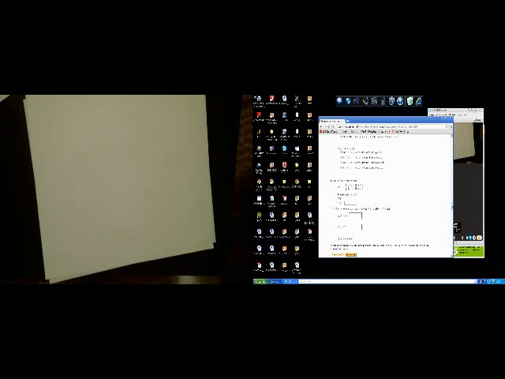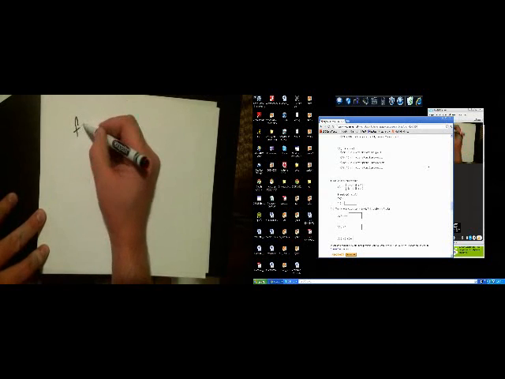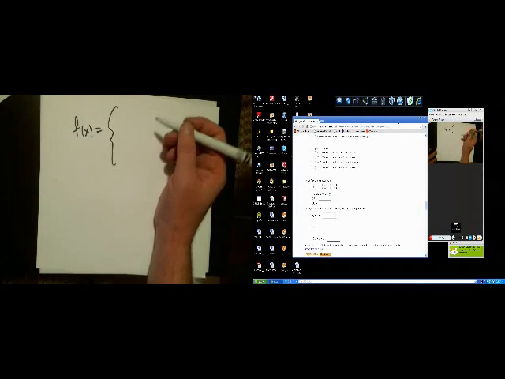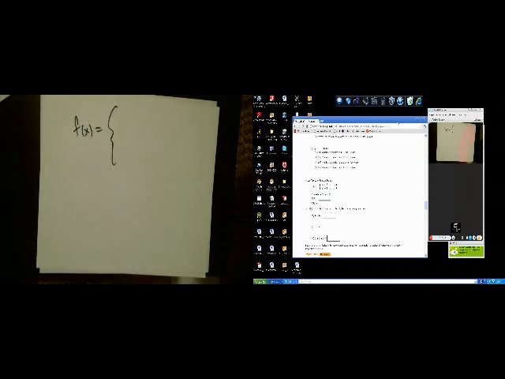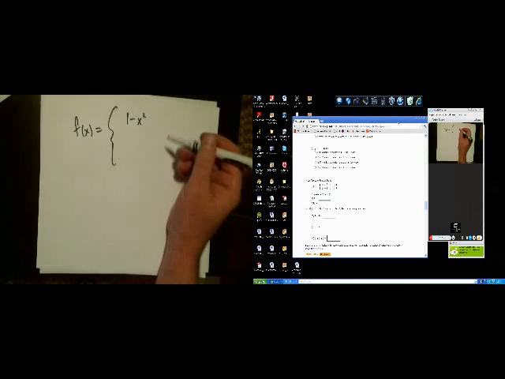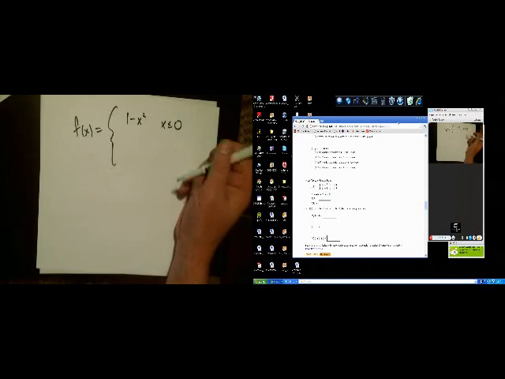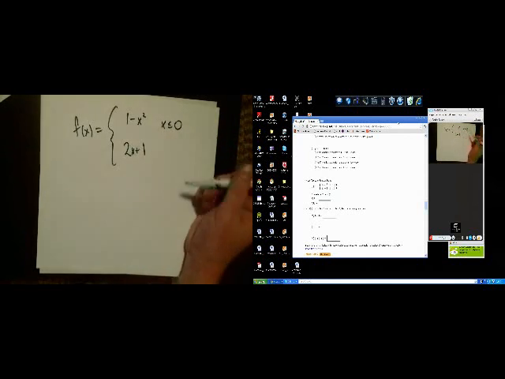If you are looking at number 6, the notation means this: f of x, and then you have some bracket stuff. Okay, you've got 1 minus x squared when x is smaller than or equal to 0, plus 1 when x is bigger than 0, right?